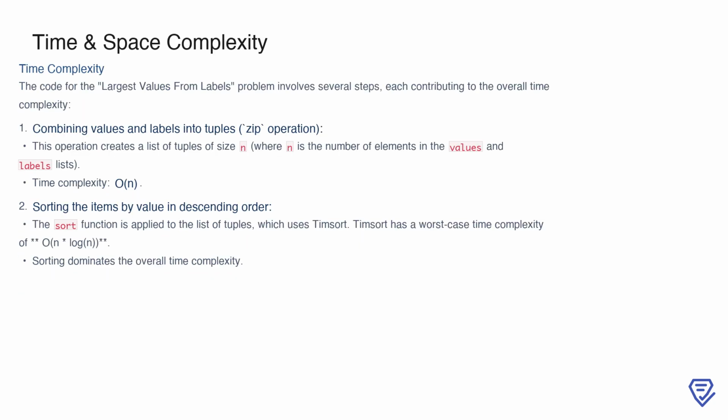To analyze the time complexity of the largest values from labels problem, let's break down the major steps involved. First, we combine the values and labels into a list of tuples using the zip operation. This creates a new list of size n, where n is the number of elements in the input arrays. The time complexity of this operation is O(n), as each element is processed once. Next, we sort the list of tuples based on the values in descending order. This sorting step uses the timsort algorithm, which has a worst-case time complexity of O(n * log n). Since sorting is computationally more expensive than the tuple creation, it dominates the overall time complexity so far.